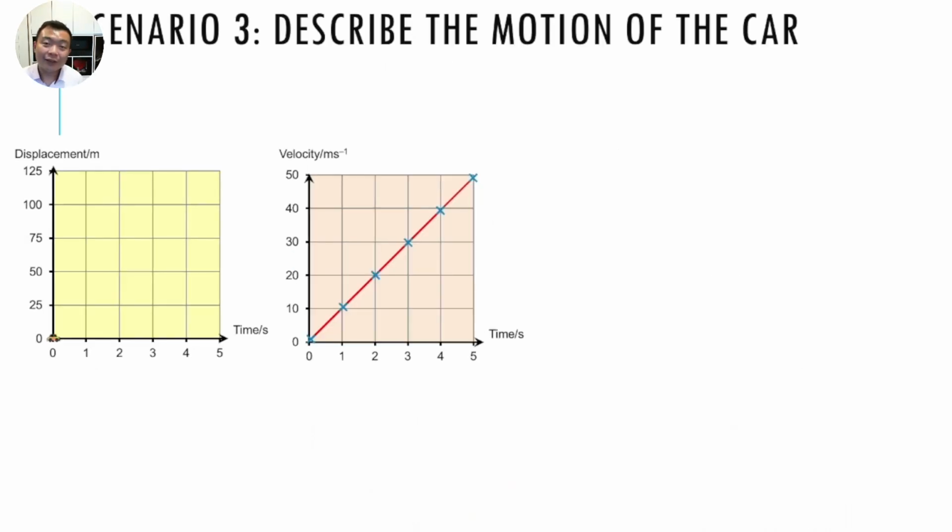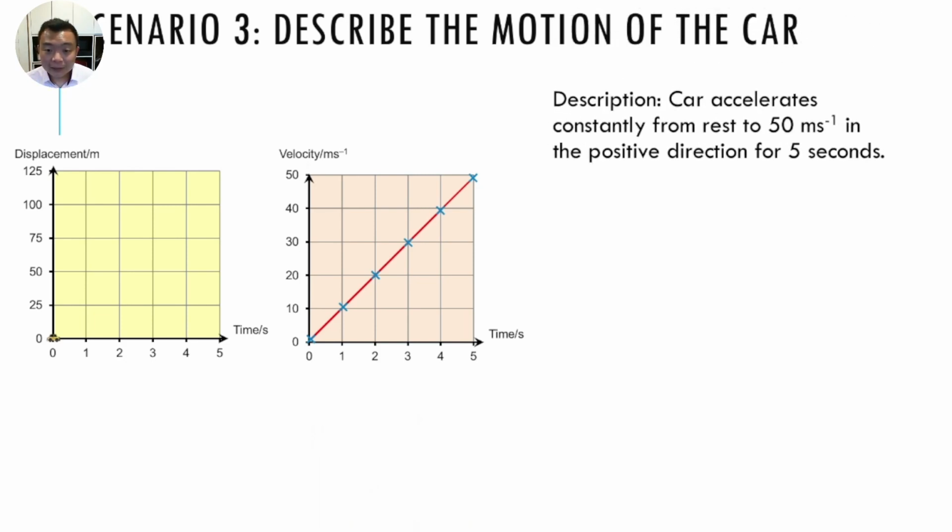Moving on, scenario 3. This is the velocity time graph, which is given to you. It's a straight line that is going upwards. Description of the motion of the car. The car accelerates constantly from rest to 50 meters per second, moving in the positive direction because the velocities are all positive for 5 seconds. So this is the description of the motion.